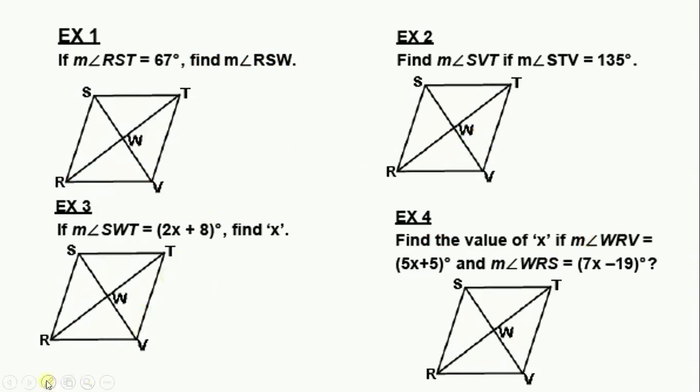So let's try a couple of examples here dealing with rhombi. So I have measure of angle RST, so the big guy, is 67 degrees. Find RSW, this piece right here. Well, notice guys, I have a diagonal, and I know diagonals bisect angles. So if the full angle is 67, this has to be half. So what I can do is 67 divided by 2 to find RSW, which would give me 33.5 degrees for RSW. That wasn't too bad, right?